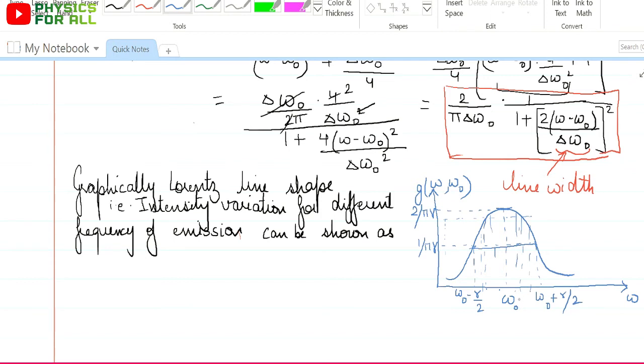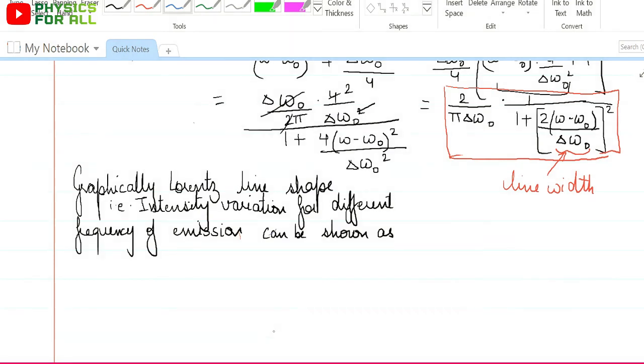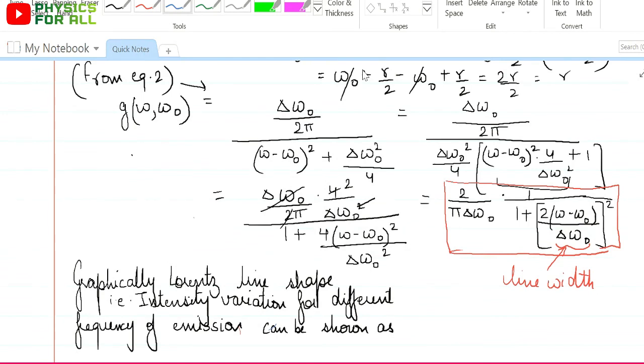So in the previous lecture we explained natural broadening on the basis of quantum theory, that is on the basis of Heisenberg's uncertainty principle. We can obtain the graph, whatever the value that we have found for g(omega, omega naught), we have found it in terms of line width. So we can obtain the distribution, and remember this natural broadening is the case of homogeneous broadening. So we will get Lorentzian distribution. Lorentzian distribution means we have longer tails.